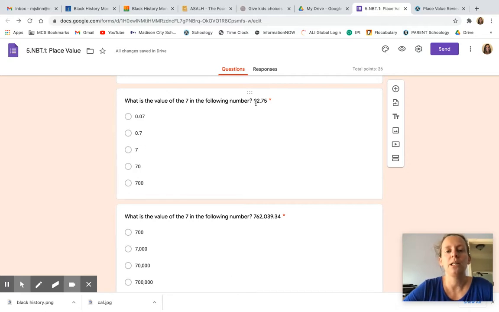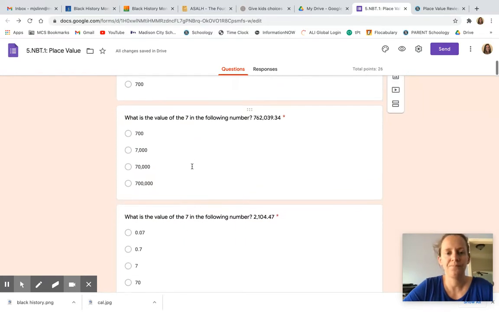So for example, here we have this number 92 and 75 hundredths. The question asks you to figure out the value of the 7 in this number. So you need to click, does this 7 here have a value of 7 hundredths, 7 tenths, 7 ones, 70, or 700?